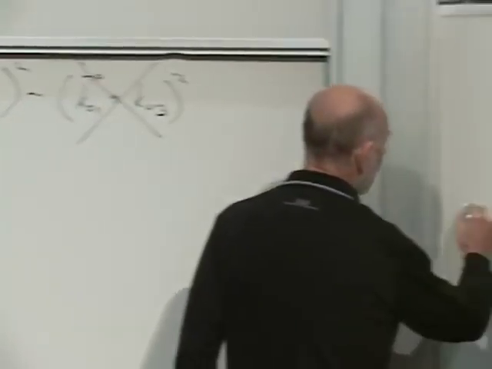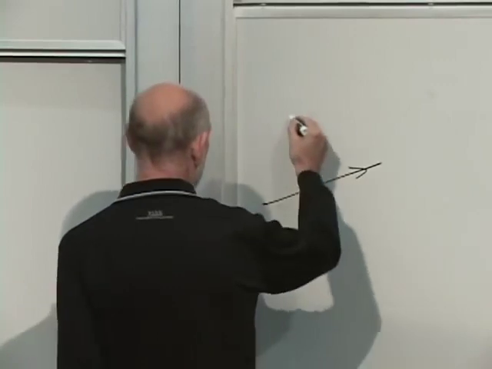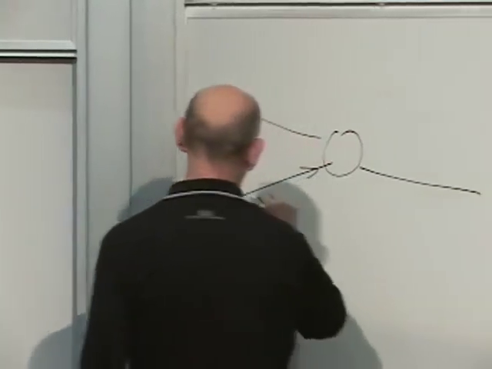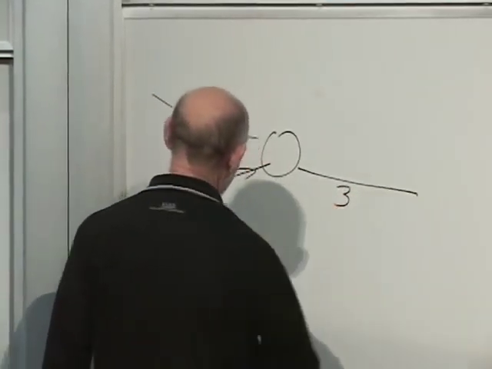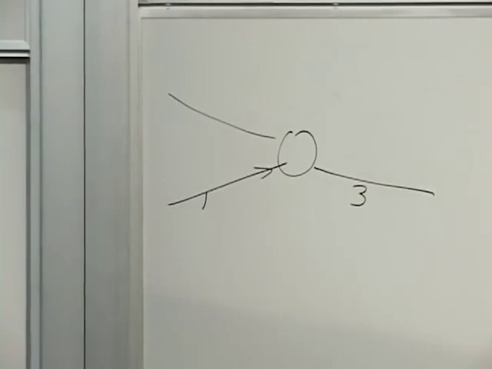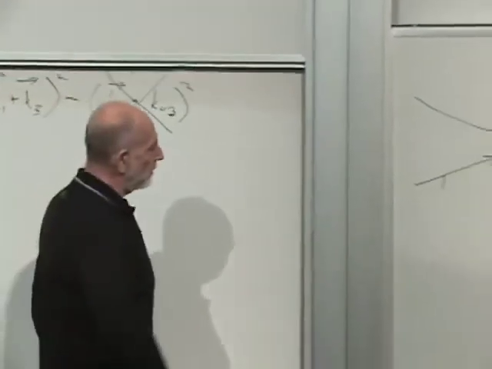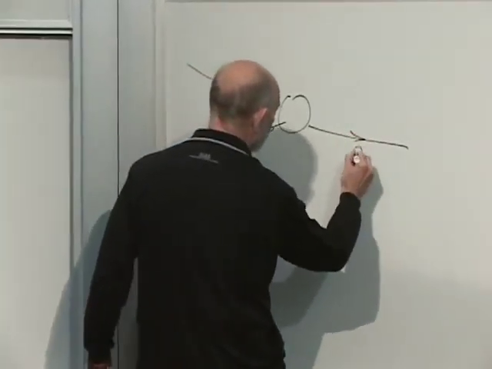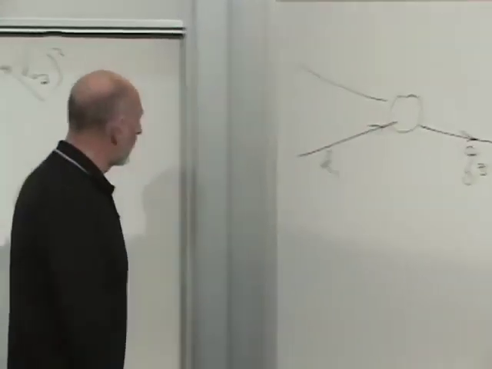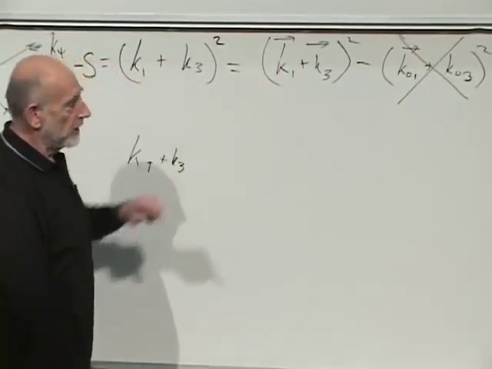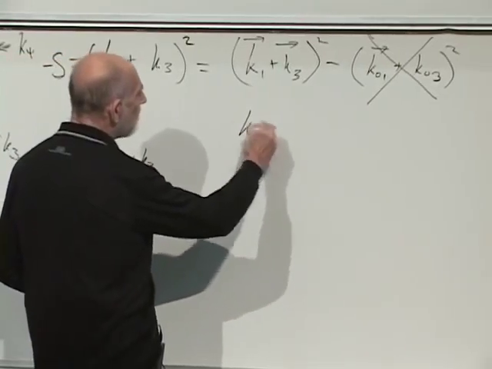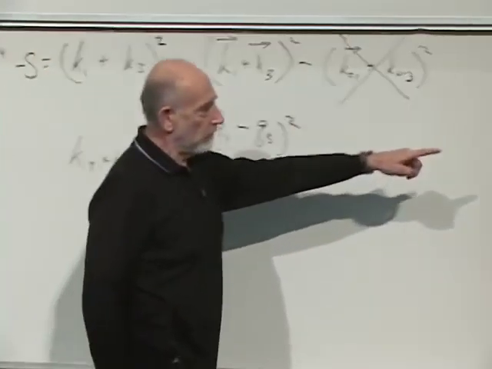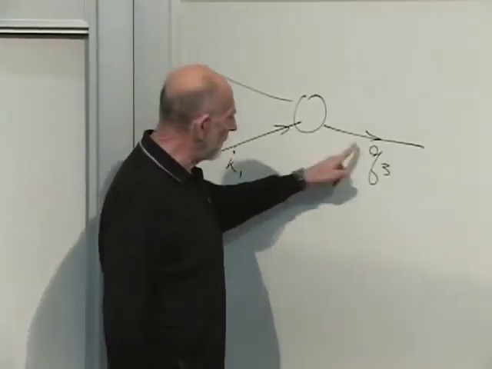K1 comes in, particle 1 comes in, and of course also particle 2. Particle 3 goes out. Here's particle 3. 1 goes in, 3 goes out. But if we label these particles with the K's, K1, and let's call this one now Q3, let's make it an outgoing particle. Then really what this is is K1 minus Q3 squared. It's really the difference of the momentum of the incident particle and the final particle.